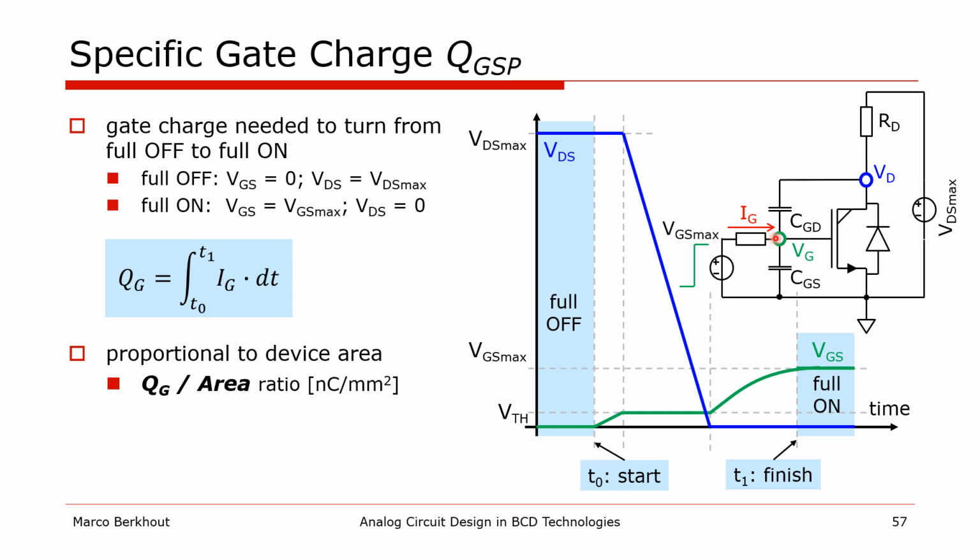The DMOS turns on and the drain is pulled down. The gate charge is the time integral of the gate current. This gate charge also depends on device size. When I connect two devices in parallel, both area and gate charge are doubled. So the ratio between the gate charge and the area is a constant, and this is called the specific gate charge.